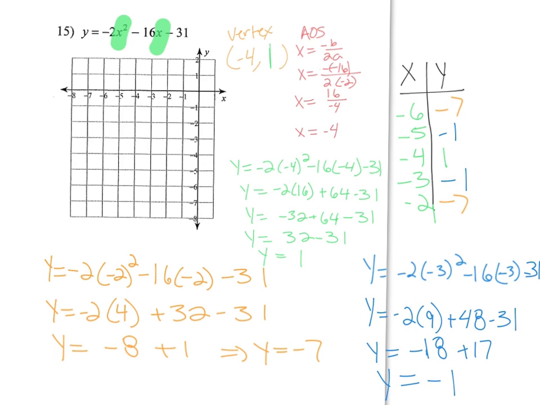Alright, so now I have my t-chart. I have the 5 values that I need. I'm going to mark these 5 points on my coordinate plane in a purple pen. Come back to (-6, -7). I go down here, (-5, -1). That's right there. (-4, 1). (-3, -1). And (-2, -7). That shape looks pretty good, so I'm going to trace that in.